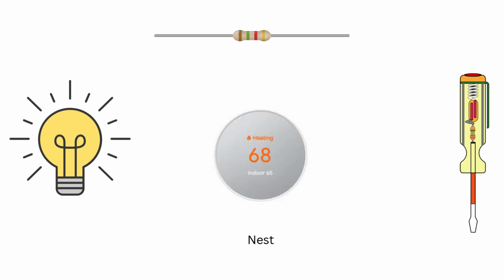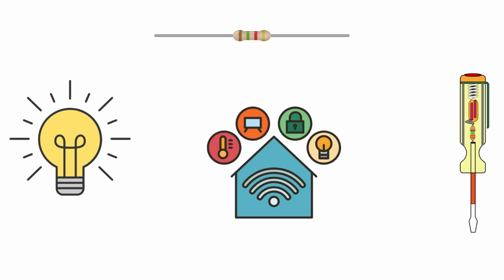Let's look at a real life example to tie it all together. Think of a smart thermostat like the Nest. It uses temperature sensors to monitor your home's climate and adjust the heating or cooling automatically. It saves energy and keeps you comfortable. That's the power of sensors.